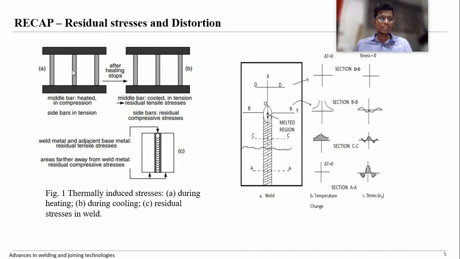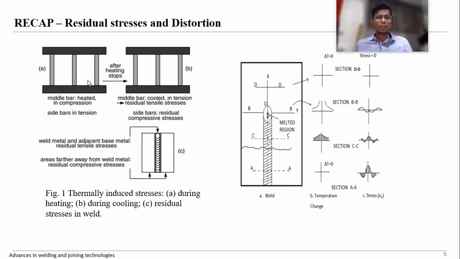So once I raise the temperature, because of thermal expansion, the middle bar tries to expand. However, the other two bars, the extreme bars, are at room temperature. These three are rigidly fixed. So the other two bars won't allow it to expand. So compressive stresses are generated at the heating stage.